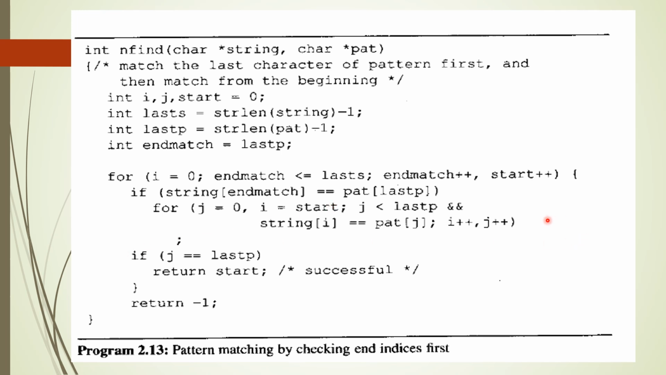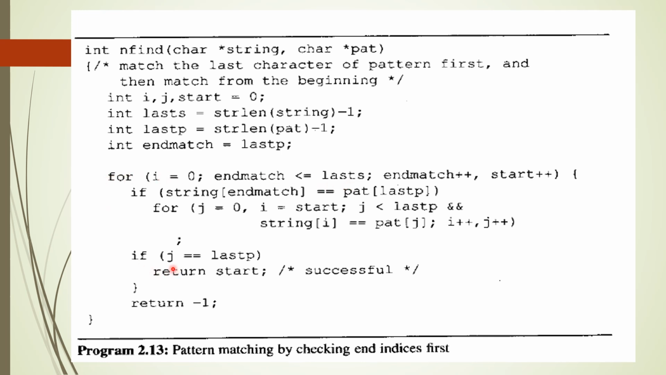Here this semicolon should come here. There is a printing mistake. So the control will be in the for loop only as long as this is evaluated as true. Keep comparing. If there is a mismatch, it will come out from the for loop and go back to this for loop, and it will increment the end match and start value by 1. So it will keep repeating this until this is evaluated as false, until the end match reaches last s.